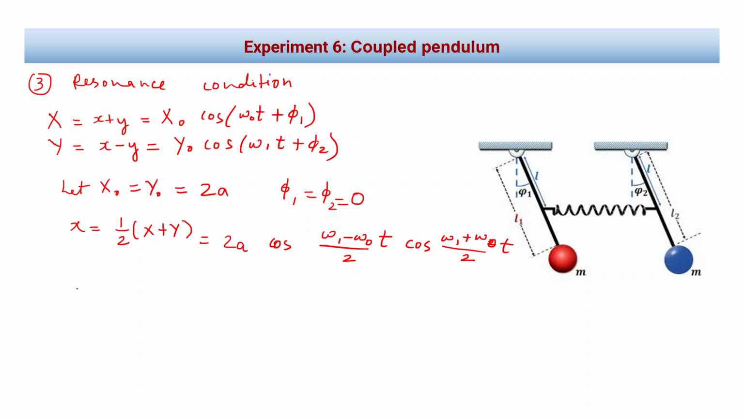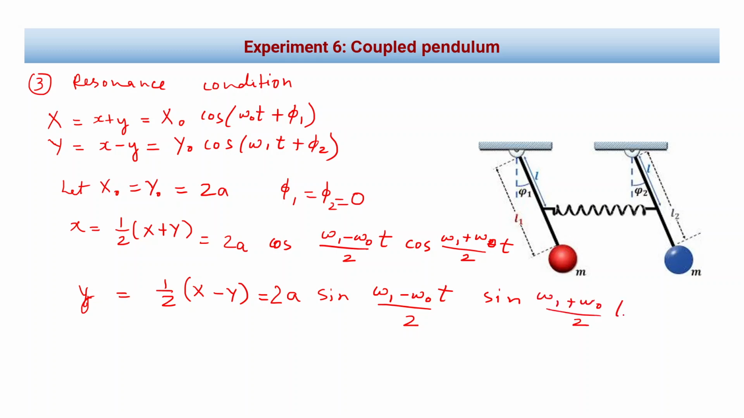This solution for y will be half, this is small y, x minus y, which will be, okay, let me get the final form, will be 2a sine of (omega 1 minus omega naught) t by 2, times sine of (omega 1 plus omega naught) by 2 times t.